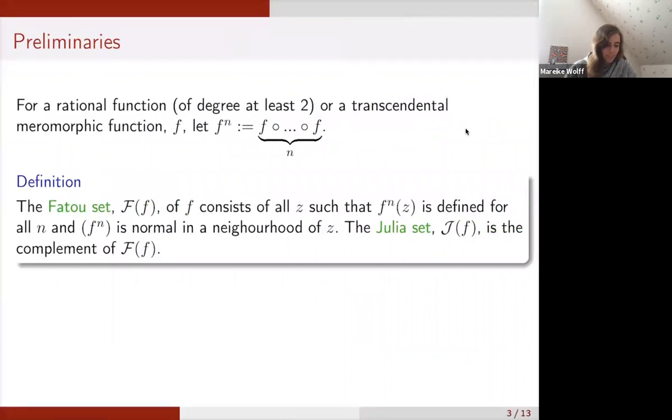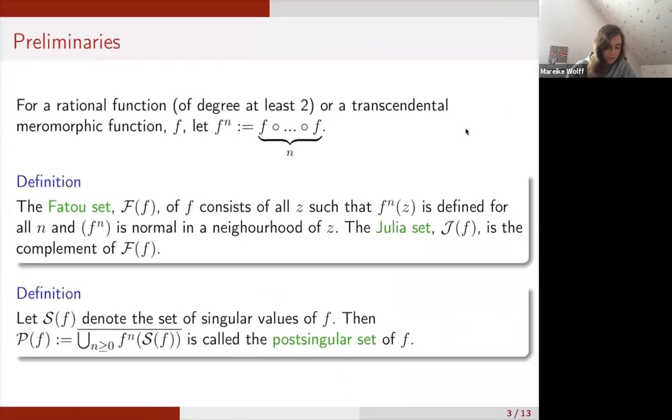We will talk about meromorphic functions, in particular transcendental meromorphic functions, and we are interested in the Julia set. We denote the set of singular values of f by S of f, so the set of critical and asymptotic values and the limit points. And then the post-singular set of f is defined as the closure of the forward orbits of the singular values.